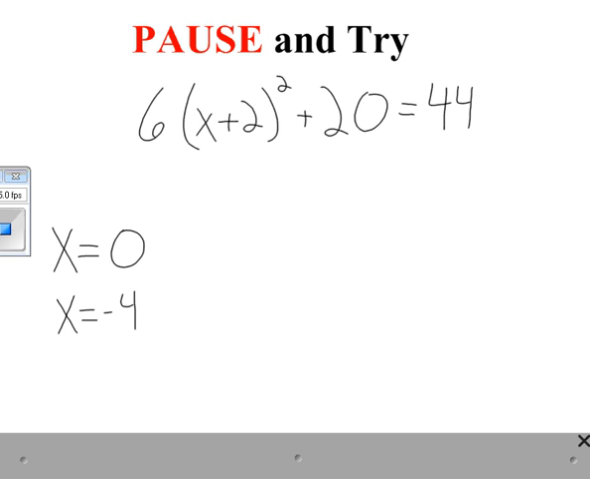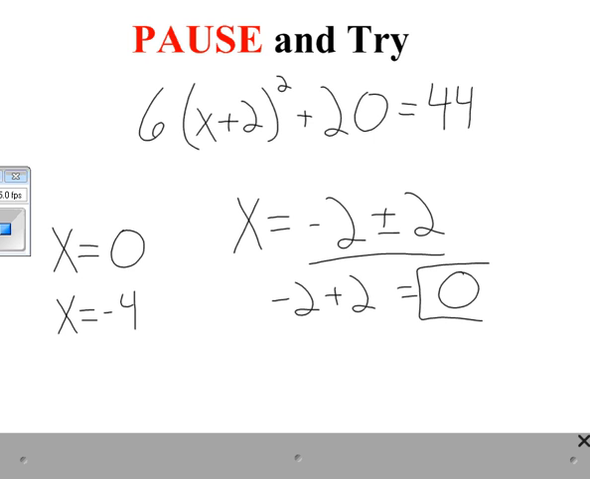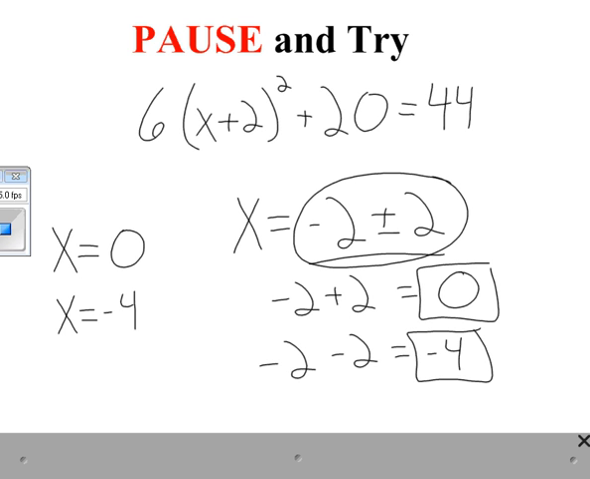Now, you may have gotten to the point where you actually had x equals negative 2 plus or minus 2. So keep in mind that negative 2 and 2 we can actually combine. So this is two separate things here. This is negative 2 plus 2, which is 0, and it's negative 2 minus 2, which is the negative 4. So make sure that if you come across terms that can be combined, that you actually do combine them like so.